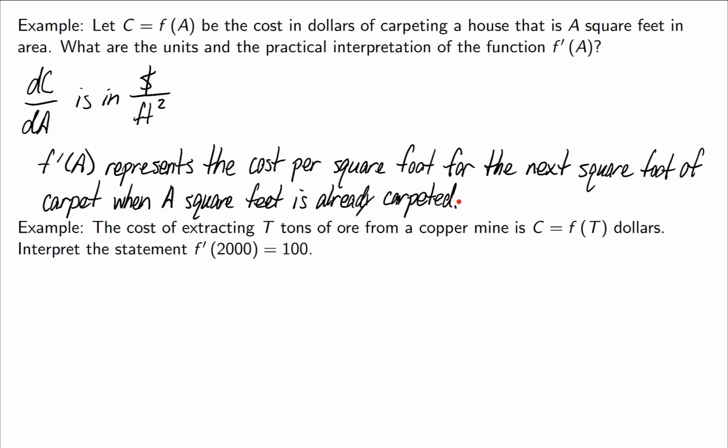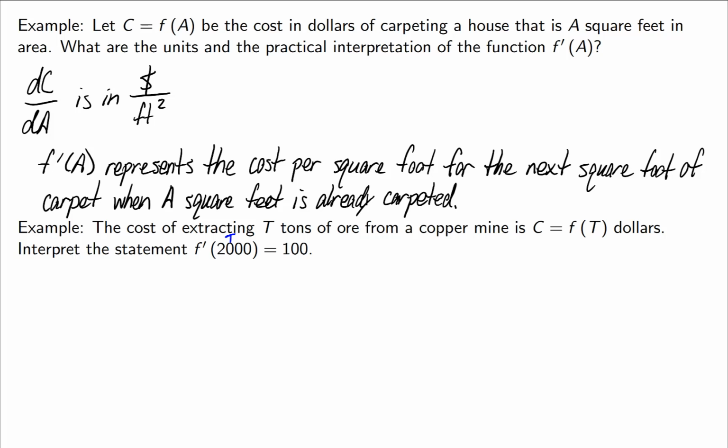Let's do another example that has some numbers in it. The cost of extracting t tons of ore from a copper mine is C equals f of t dollars. And now we're looking at f prime of 2,000 is equal to 100. Now I want to point out here, because of the nature of f of t, 2,000 is the tons of ore from the copper mine. And the 100 is what we really want to try to represent.